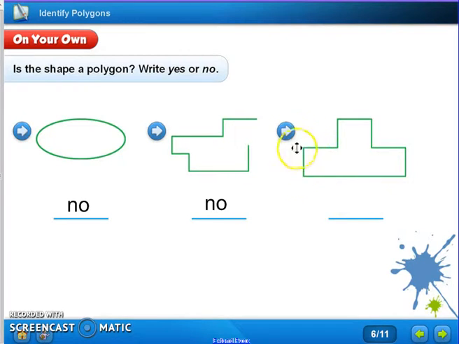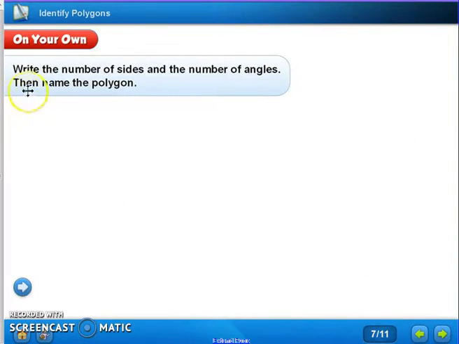Okay, is it closed? Yes. Is it flat? Yes. Is it made of line segments? Yes. Hooray! We found ourselves a polygon. Excellent job. Let's try one more slide. Write the number of sides and the number of angles and then name the polygon. Get ready on your whiteboard. Here we go.